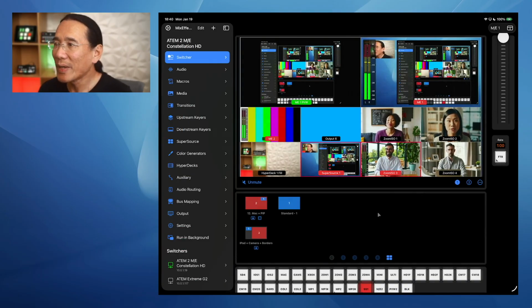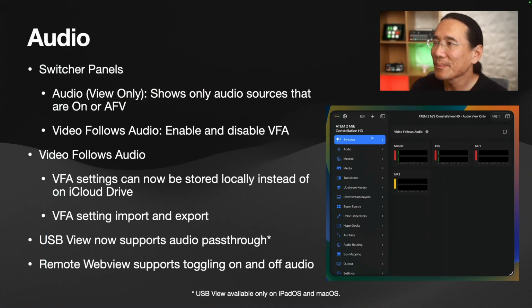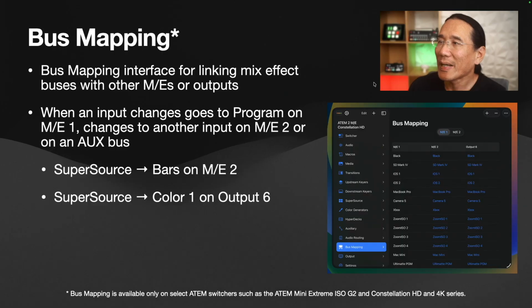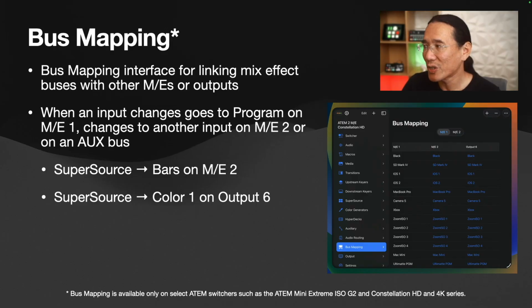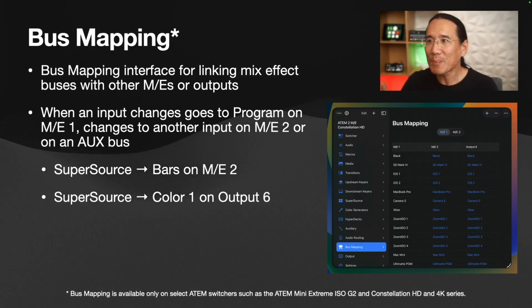Okay, so next up we have, what do we have next? Bus mapping. So bus mapping is a new feature that only exists on certain ATEM switchers, such as the ATEM Mini Extreme ISO G2 and the Constellation HD and 4K series. So what is bus mapping?